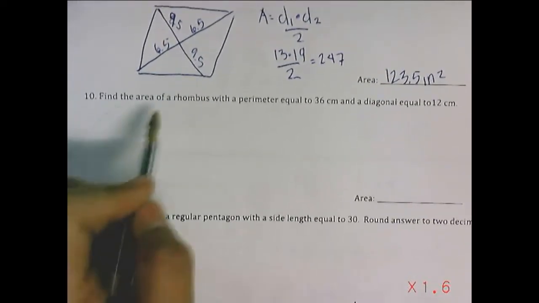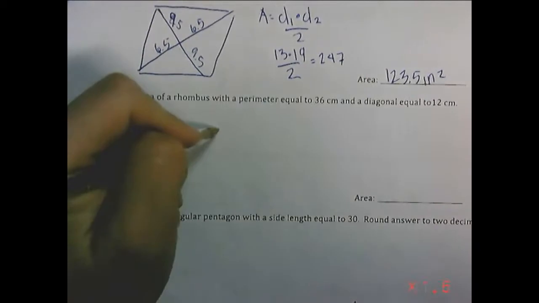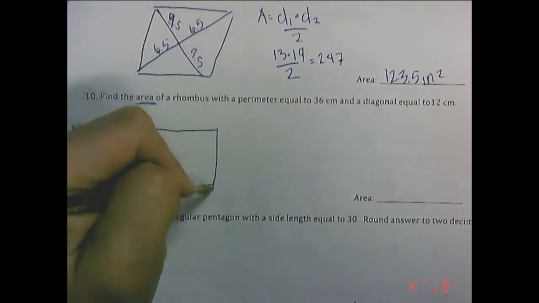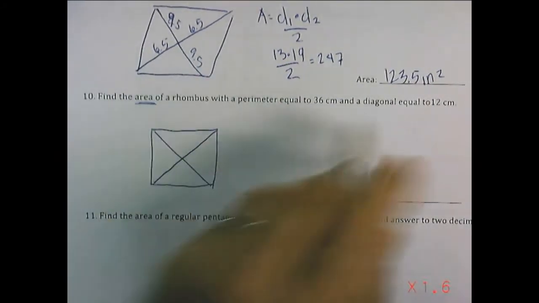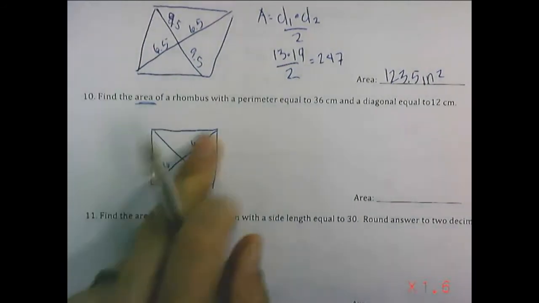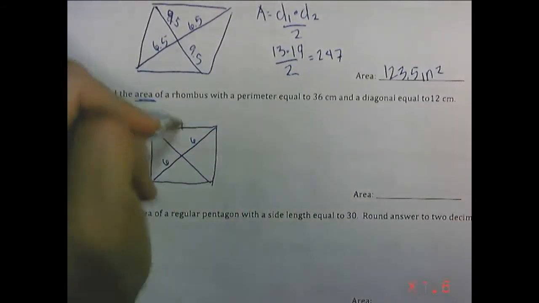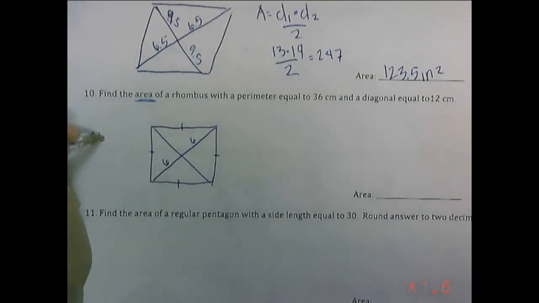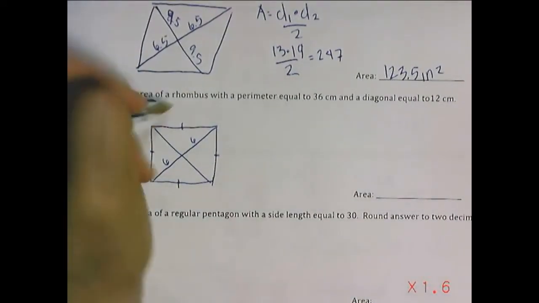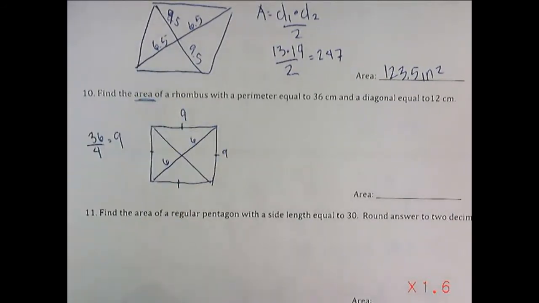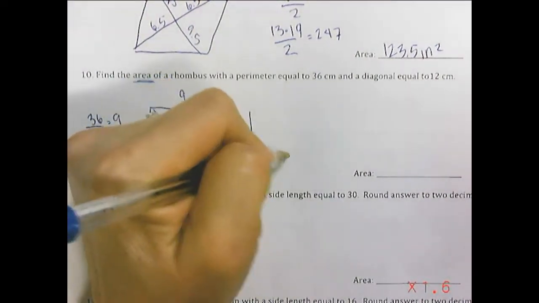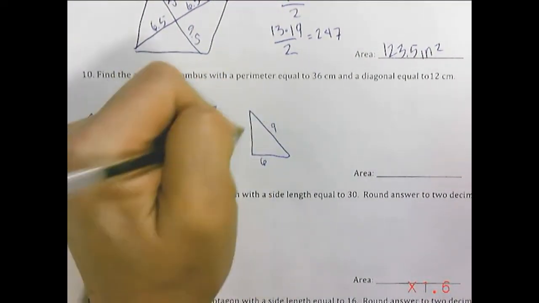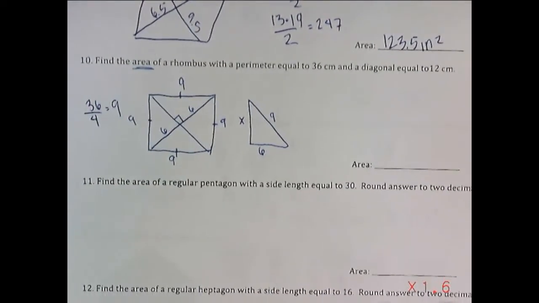All right, find the area of a rhombus with the perimeter equal to 36 and a diagonal equal to 12. So here's our diagonal that's equal to 12, and our perimeter, well, we know all the sides are the same because it's a rhombus, so I'm going to take 36, divide it by 4, and get 9. So this is 9, and this is 9, and this is 9, and this is 9. And I also know that the diagonals of a rhombus create a right triangle. So I'm going to redraw that triangle. This is going to be 6, this will be 9, and this will be x. I'm going to use the Pythagorean theorem to solve it.